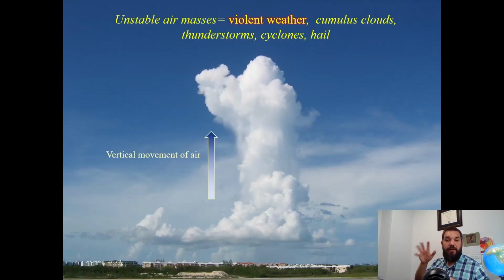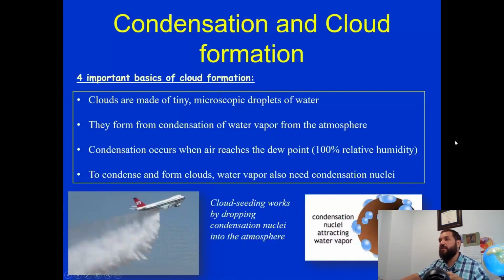In unstable air, instability looks like this. You've probably seen this before. You get these big thunderclouds forming, right? That's when you get violent weather. You get cumulus clouds, thunderstorms, cyclones, hail, etc.